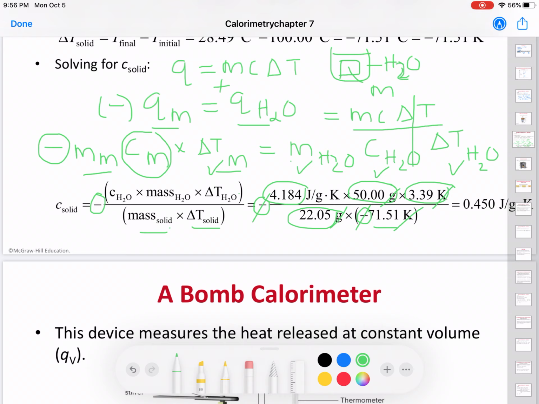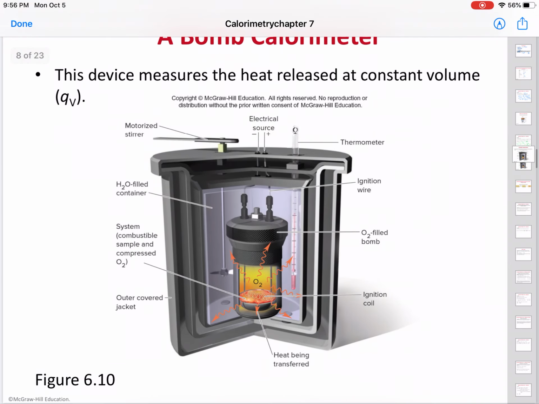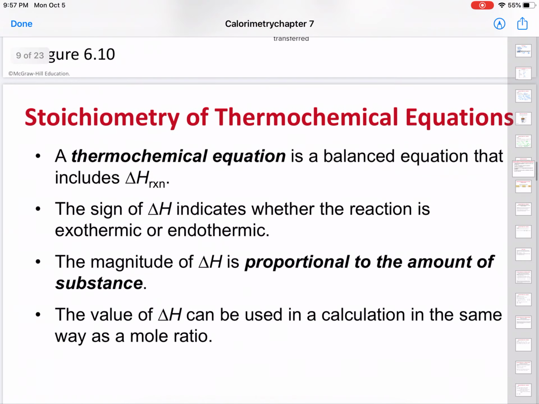Okay, and your enthalpy experiment will also be similar to this calculation. And if we want to do a little bit more sophisticated work, we can use this bomb calorimeter. It measures the heat release at constant volume, but we're not going to deal with that.